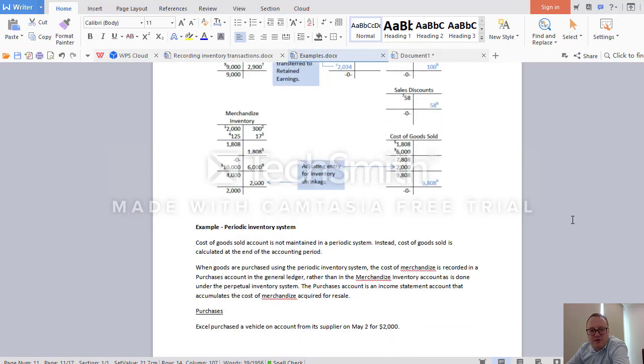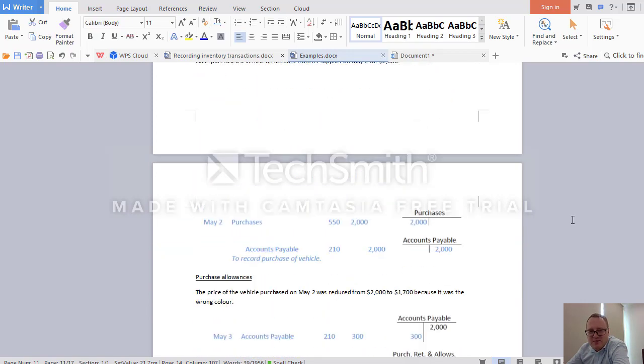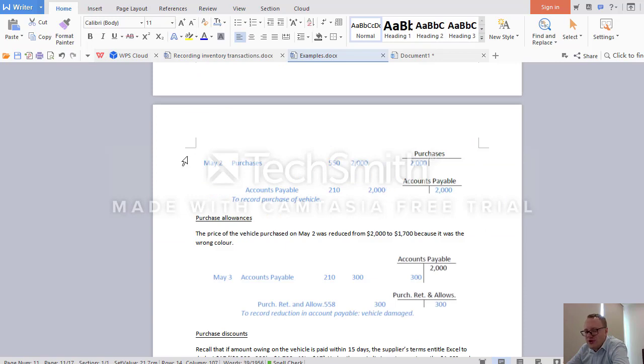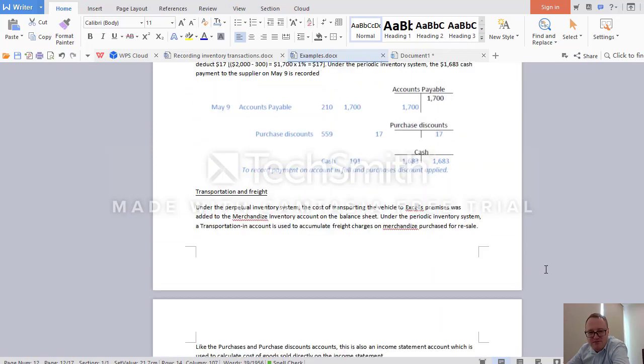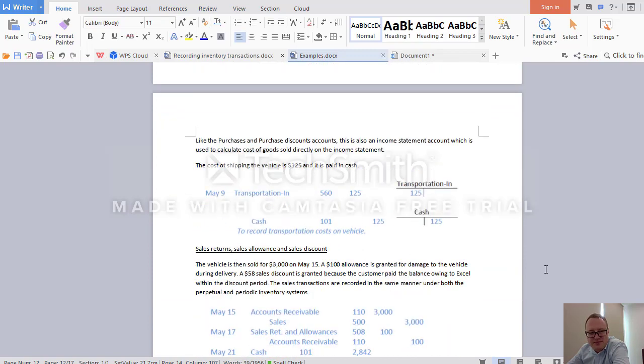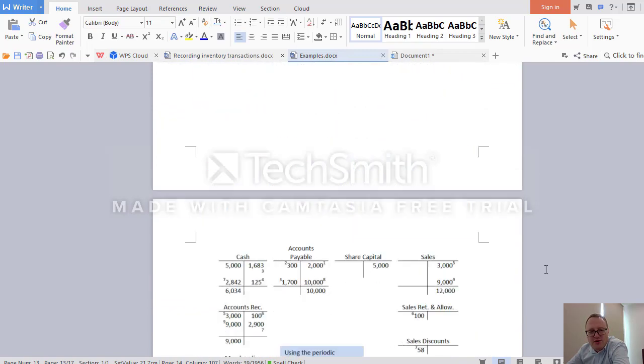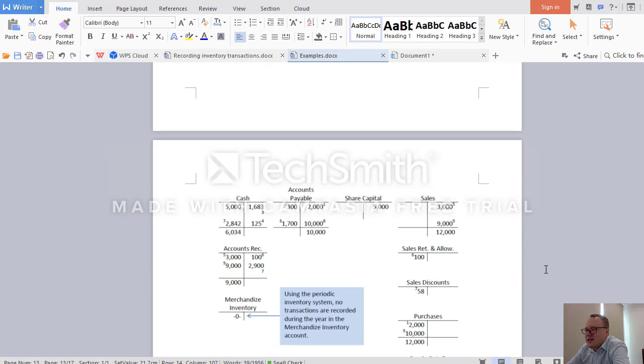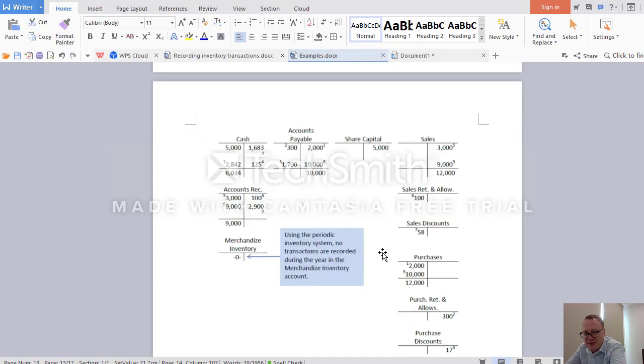What about the periodic inventory system? So you will do the journal entries. There will be no inventory account whatsoever, nothing. So you will record all that, and you will prepare the unadjusted trial balance. Make sure that in the unadjusted trial balance your merchandise inventory is zero, because it was not affected by any of these transactions.